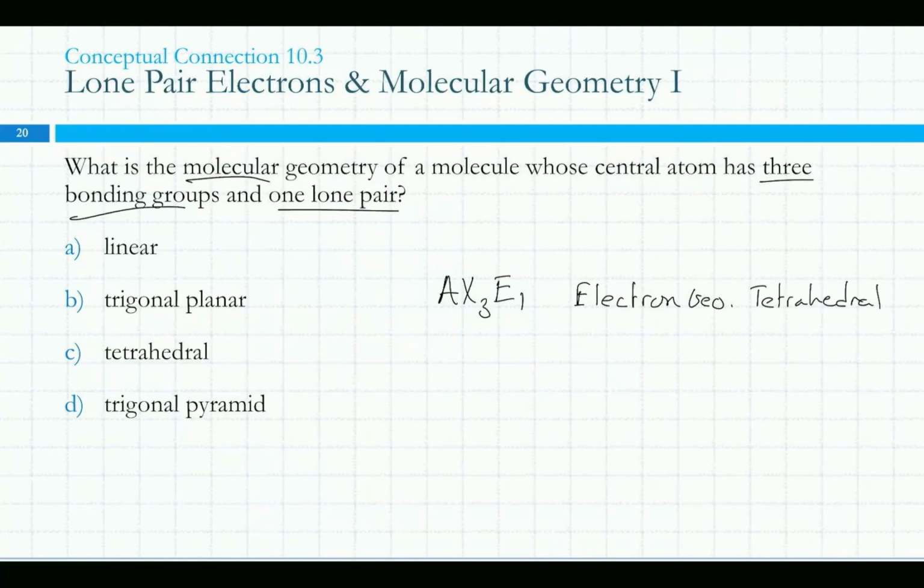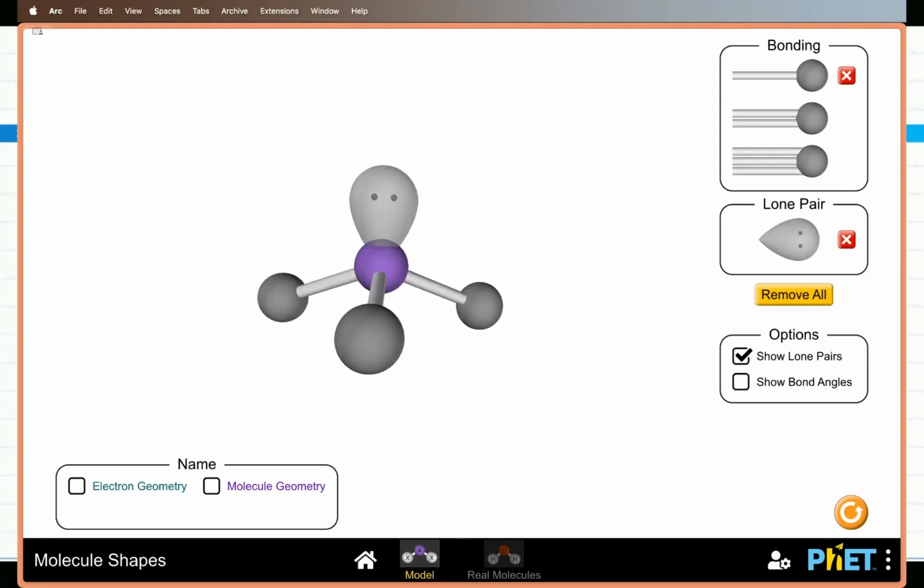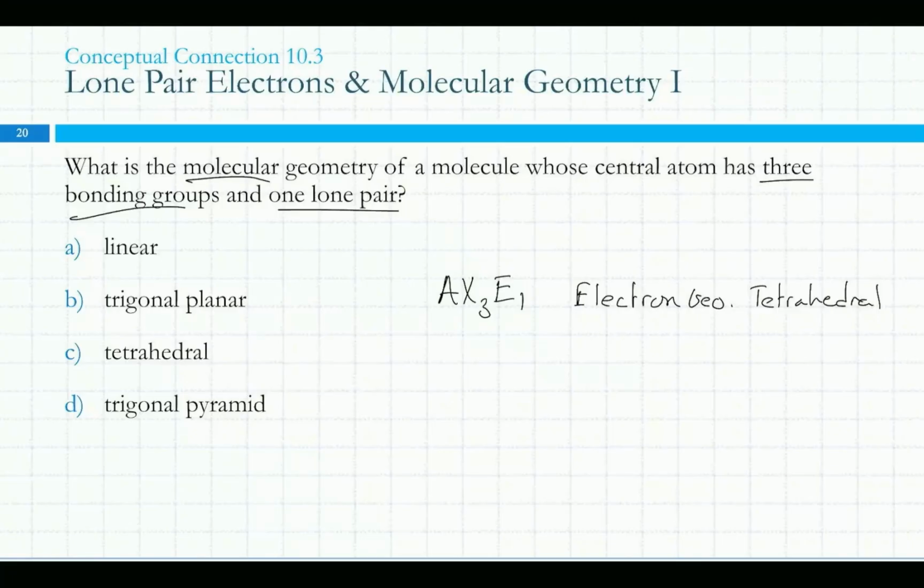But if we're just thinking about the atoms, it's a little pyramid. So it's trigonal pyramidal. It's not going to be trigonal planar because they're going to be in this tetrahedral arrangement, but one of those is replaced with a lone pair.